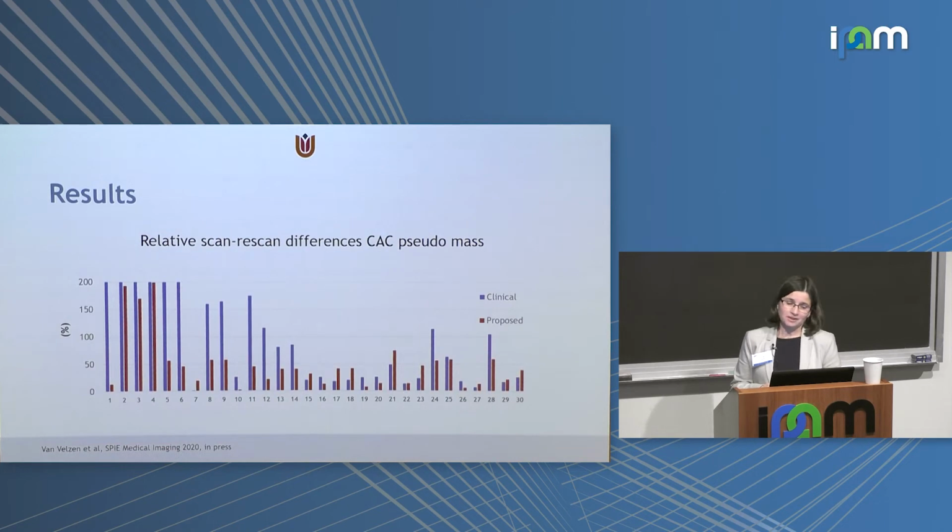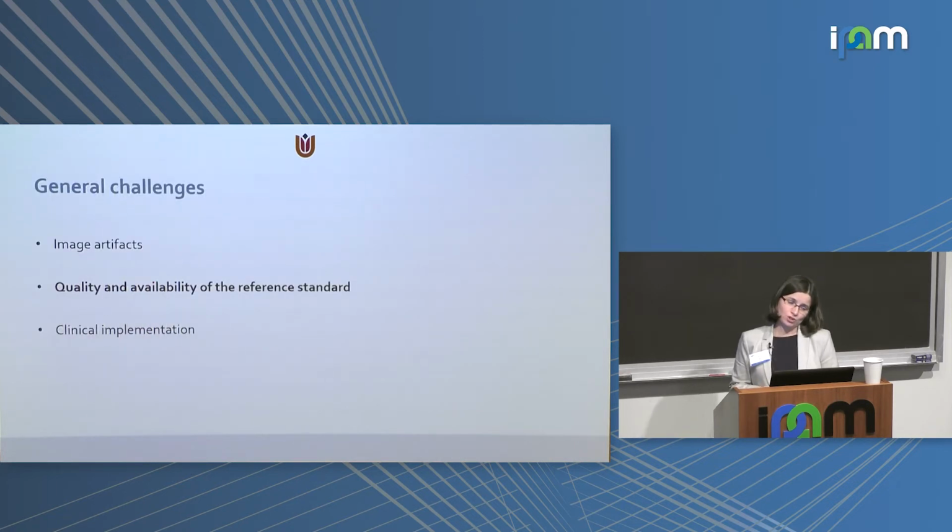Now, if you look at evaluation per lesion, then here in blue you see the results for 30 lesions using a clinical method, and in red with the proposed one, and on the y-axis you see the percentage, so relative scan-rescan differences. And we see that the results with the proposed method are better, but it also shows that there is still work to be done and that it can still be a bit better. So this is something that we are currently working on. Okay, so that's about image artifacts.